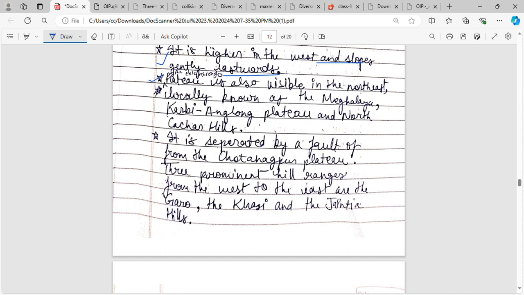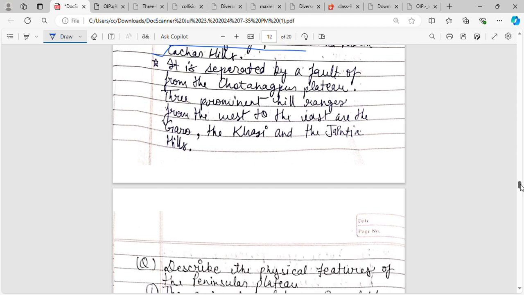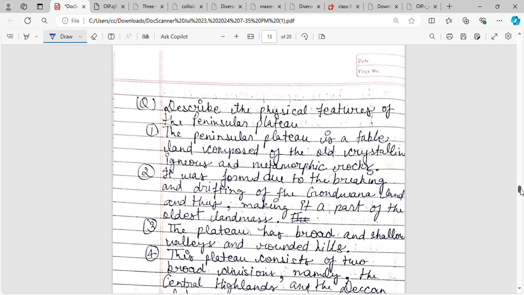The next point. An extension of plateau is also visible in the northeast, locally known as Meghalaya, Karbi Anglong Plateau and the North Kachar Hills. It is separated by a fault from the Chota Nagpur Plateau. Three prominent hill ranges from west to east are Garo, Khasi and Jaintia. These are the three most prominent hills from west to east: Garo, Khasi and Jaintia hills.